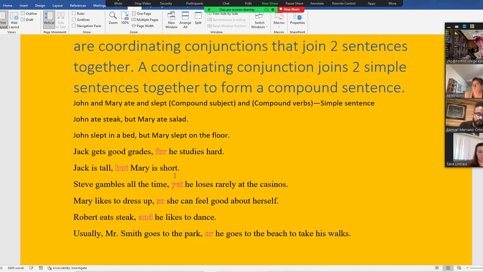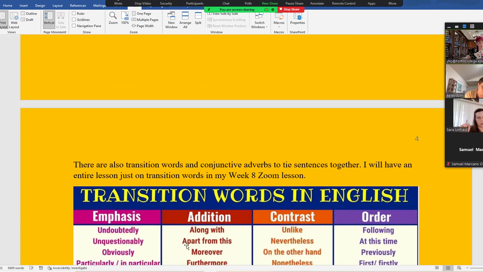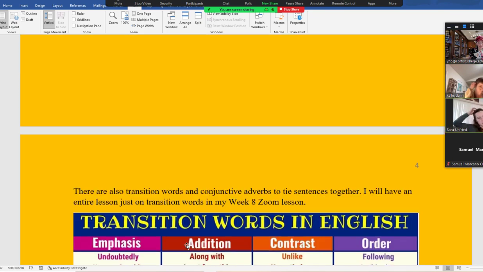John is tall, but Mary is short. Steve gambles all the time, yet he loses rarely at the casinos. Mary likes to dress up, so she can feel good about herself. Robert eats steak, and he likes to dance. Usually, Mr. Smith goes to the park, or he goes to the beach to take his walks. So in all of these cases, you have a comma in front of the FANBOYS.